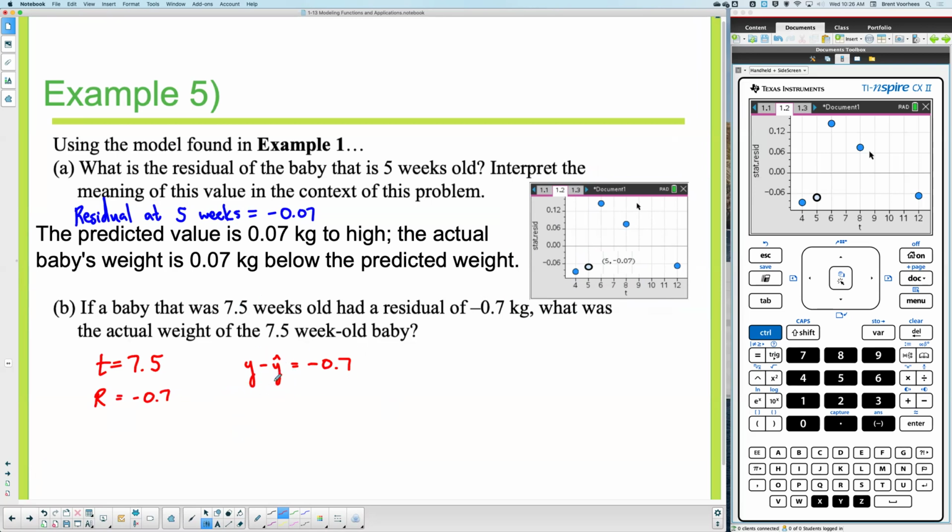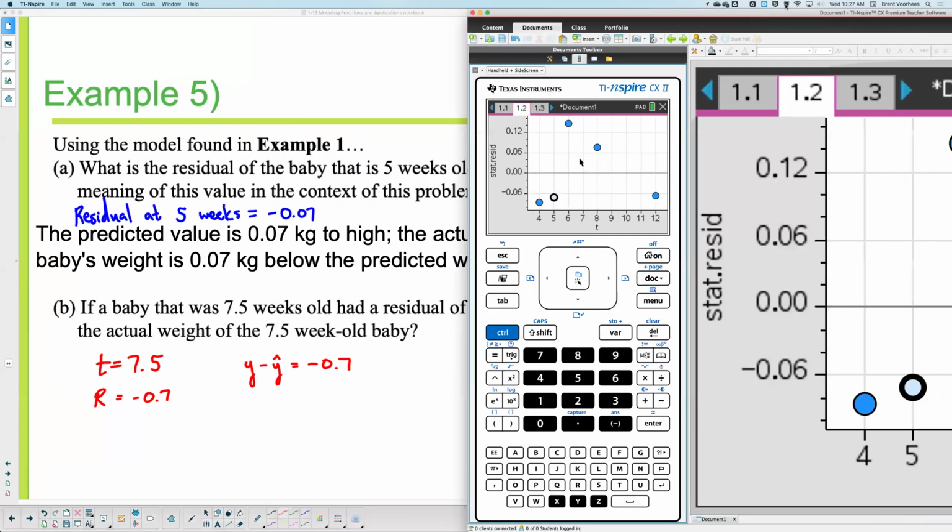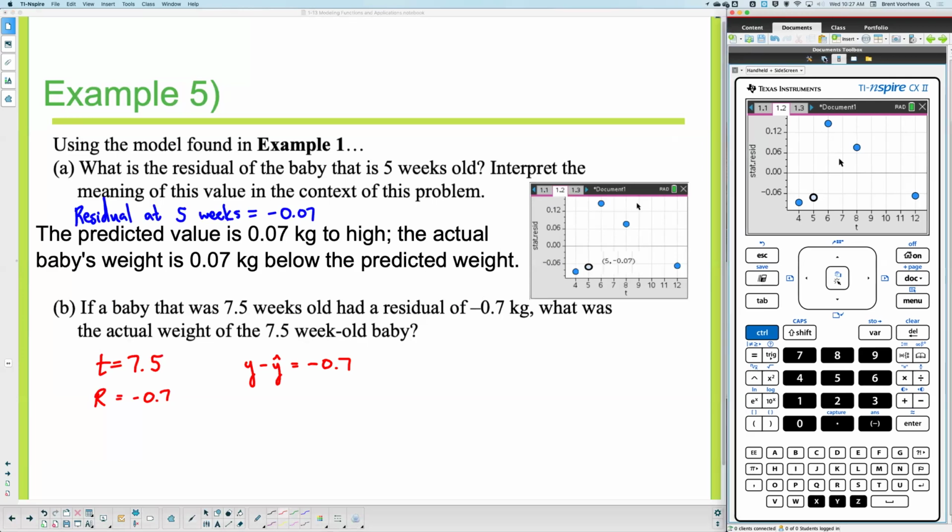Okay, so how could we actually find out the baby's weight? Well, we could use our equation to find out what the predicted value is. So come back over to our data. You see how 7.5 is not on our residual here? It's not there. So we need to find out what that value is. I'm going to go over to the tab that's already open, and let's find out what's the predicted weight at 7.5 weeks.